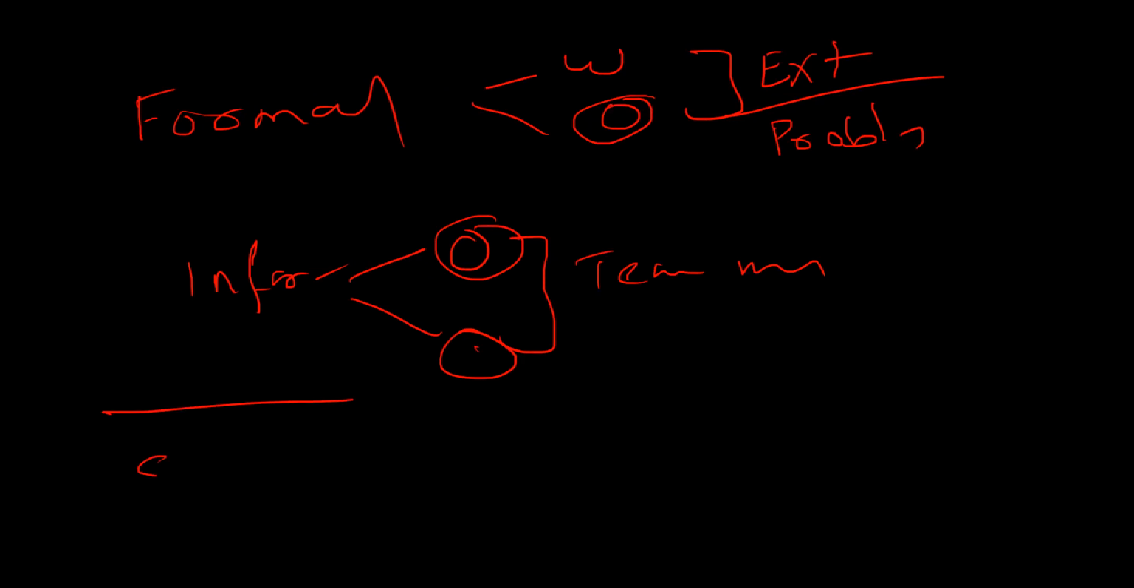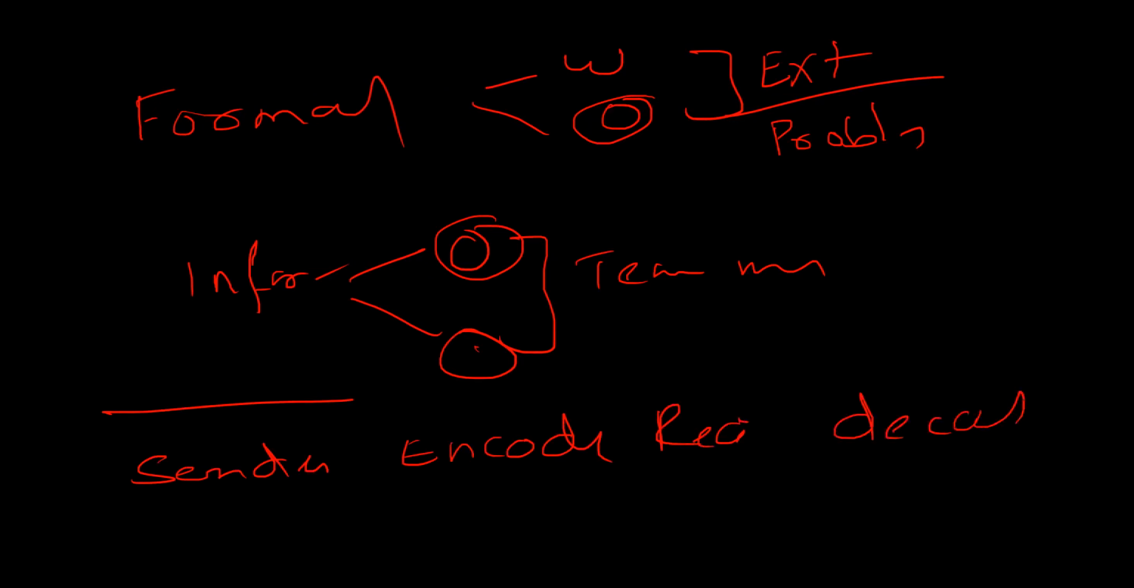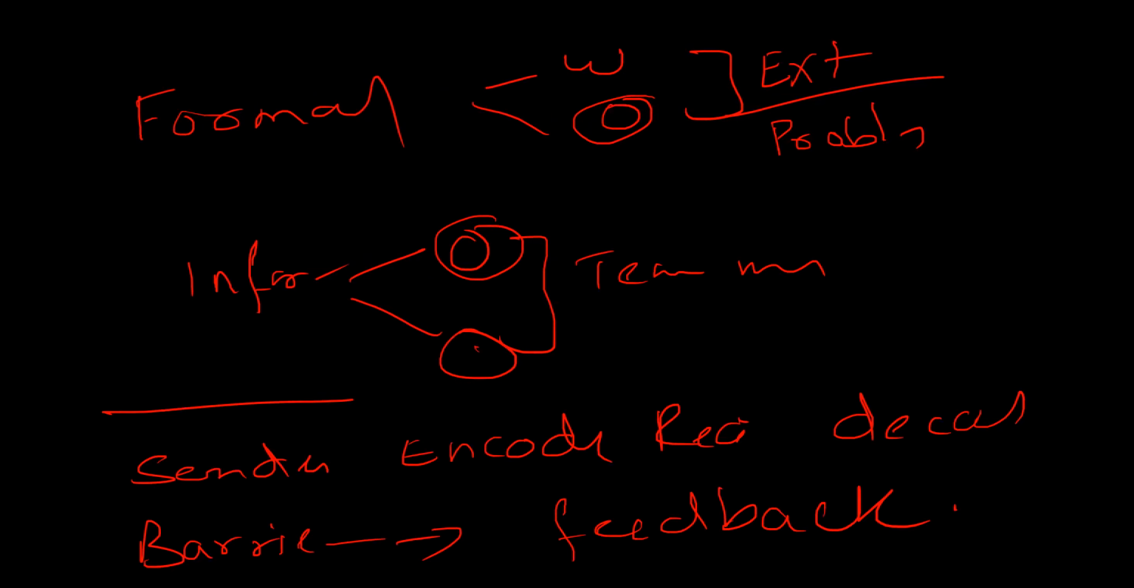Your basic communication model has a sender, and the sender has to encode and the receiver has to decode. And if you have barriers in the communication like noise, language, culture, distance, then we have to collect the feedback. So this was from communication. Now we move to stakeholder procurements.